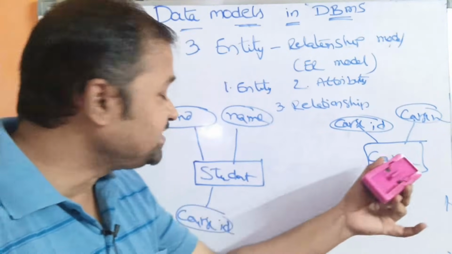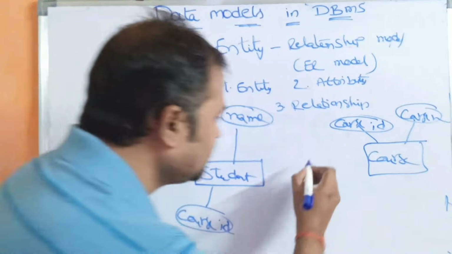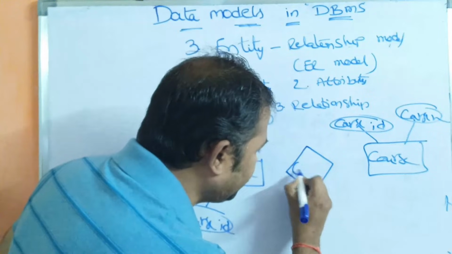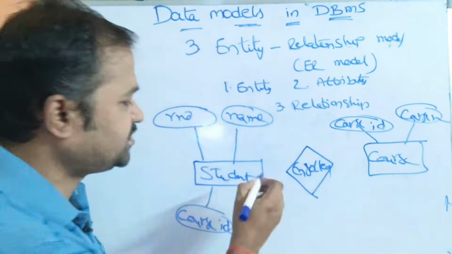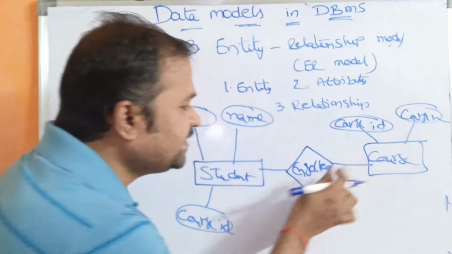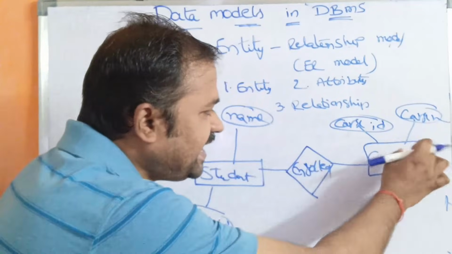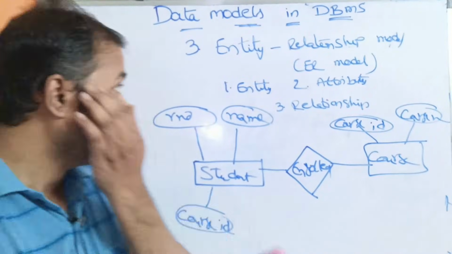What is the relationship between student and course? Student enrolls for the course. Here the relationship is represented by rhombus symbol, diamond symbol. Here the relationship is enroll. Enroll is nothing but the relationship between the student entity and the course entity. In this way we can represent an ER model.